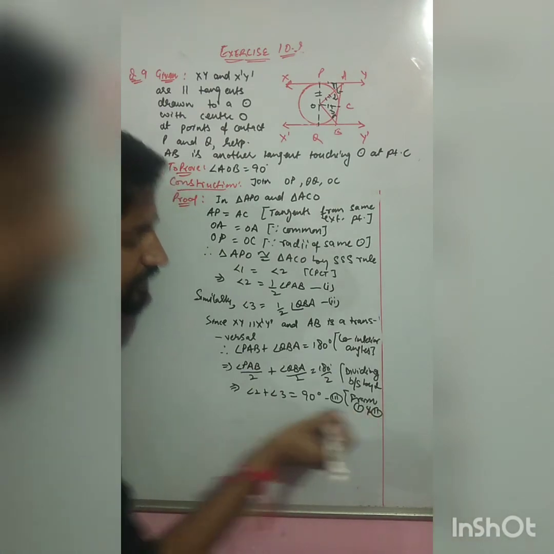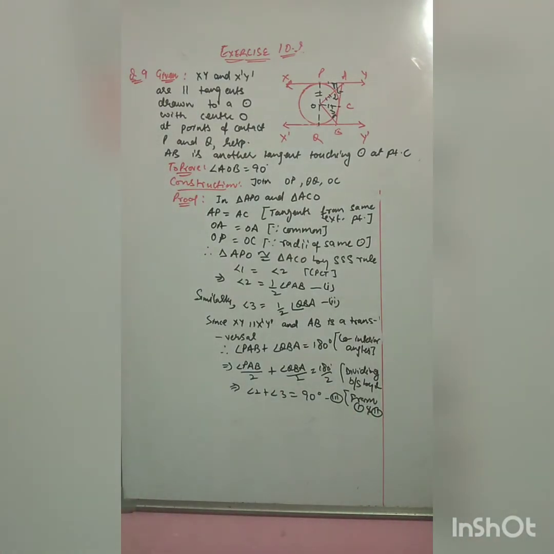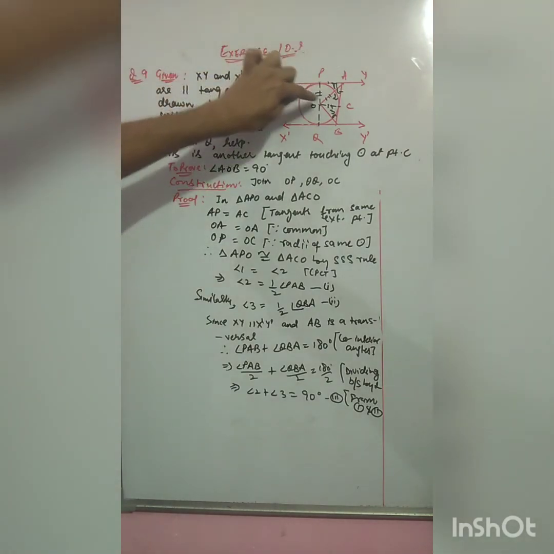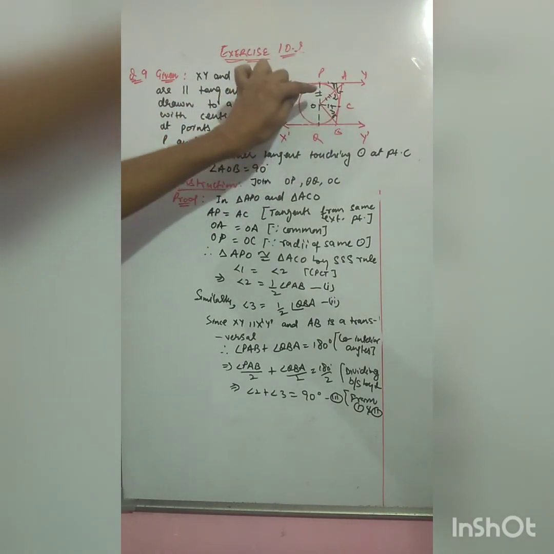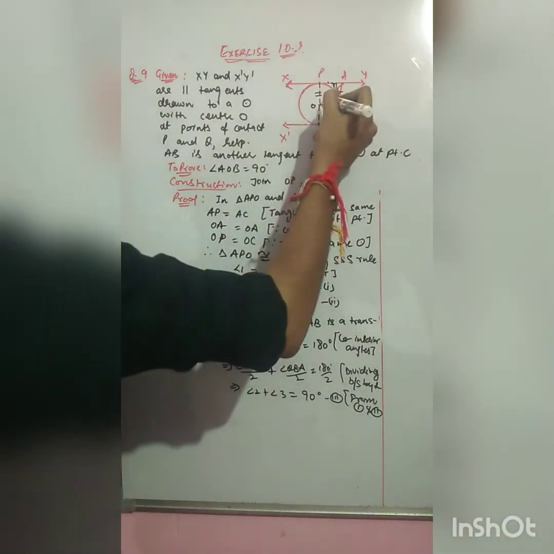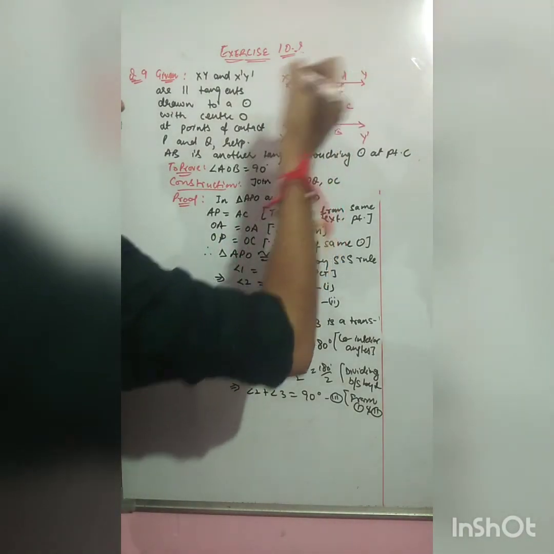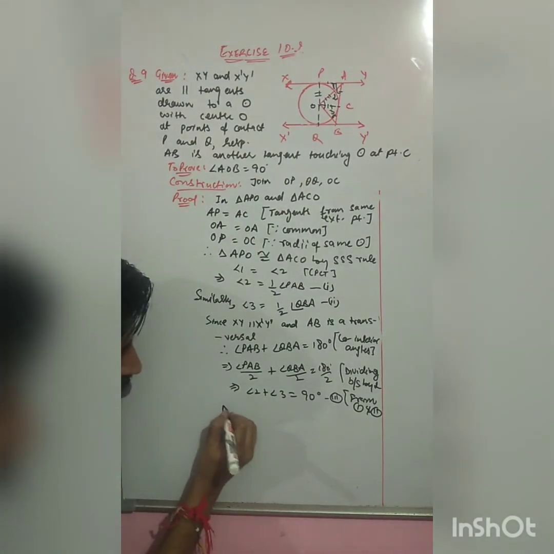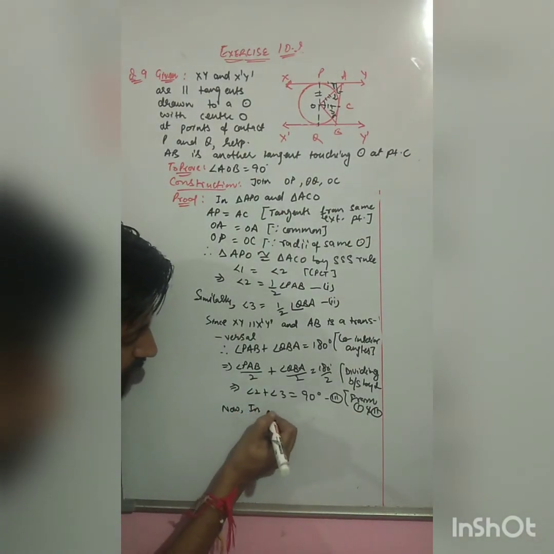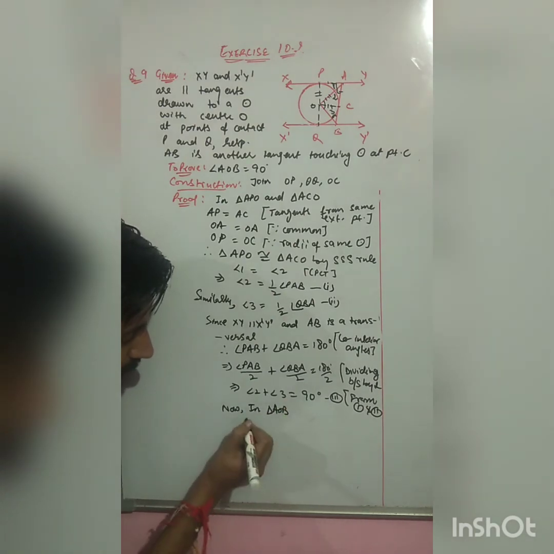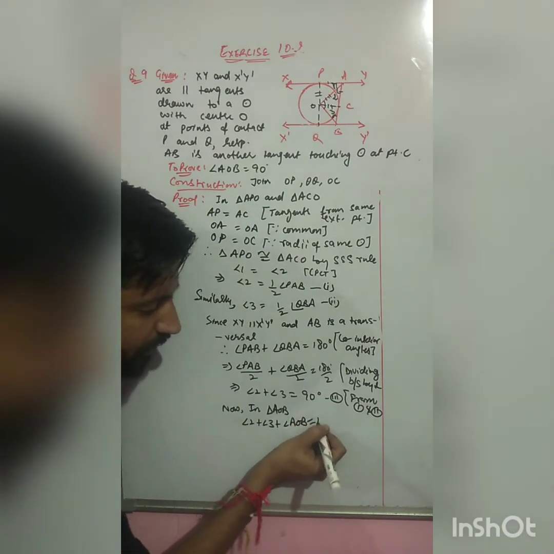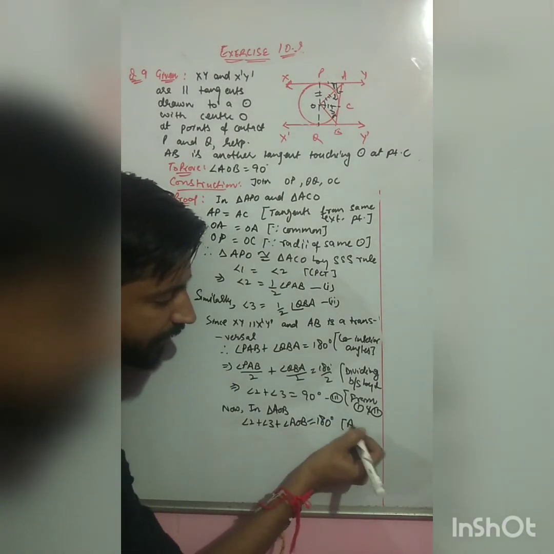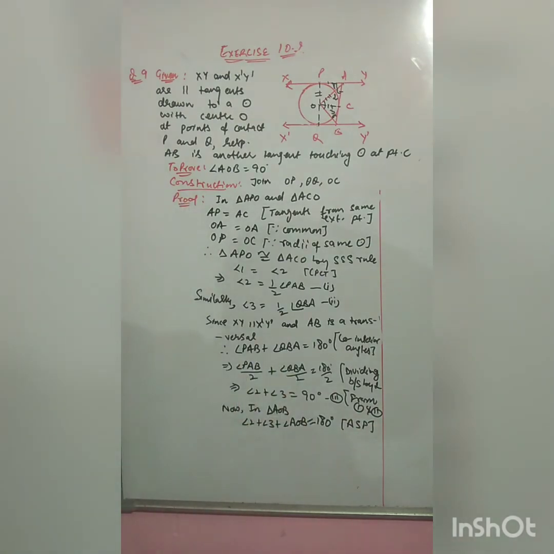From first and second we have found this. Now if we come to the triangle AOB, angle 2 plus angle 3 plus angle AOB, this complete angle, that is AOB, would be 180 by angle sum property. Now in triangle AOB, angle 2 plus angle 3 plus angle AOB is equal to 180 degree. Reason? Angle sum property, that is, the sum of three angles of a triangle is 180.